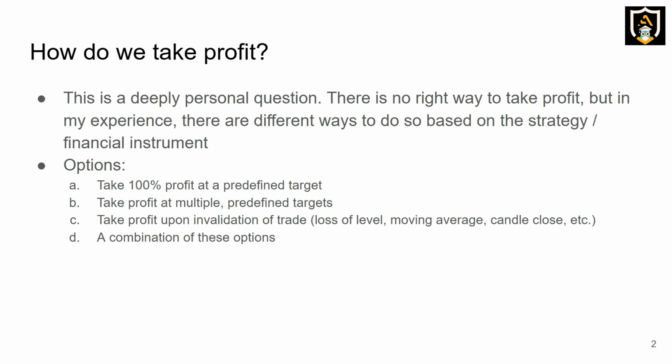That's kind of like one trade, one TP. You can take profit at multiple predefined levels, clip on the way up. That's another way to do it. And you can take profit upon the invalidation of the trade, meaning you set some type of level, moving average, candle close, trailing stop, whatever, and you close when that's met. So you don't have any target in mind when you enter, but once the trade begins to go wrong, you get out. And then finally, I think what most sophisticated traders do is some type of combination of these based off of the situation.